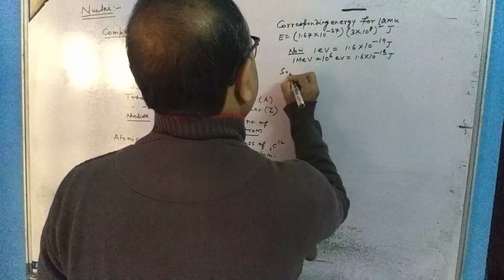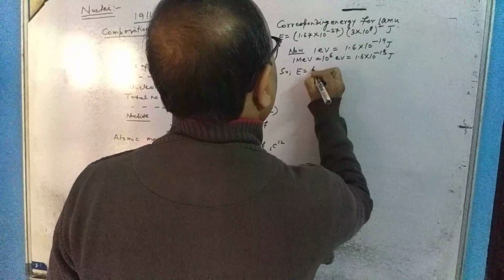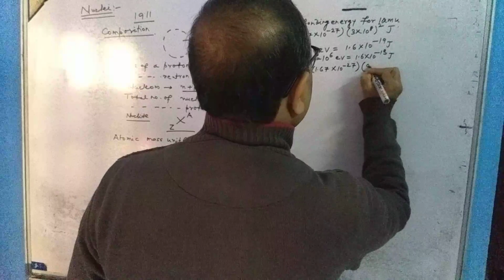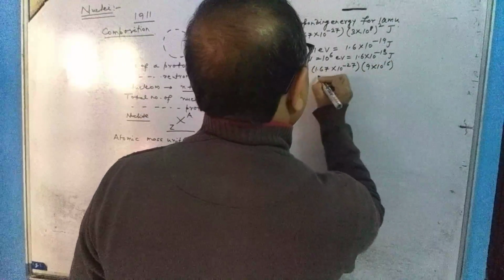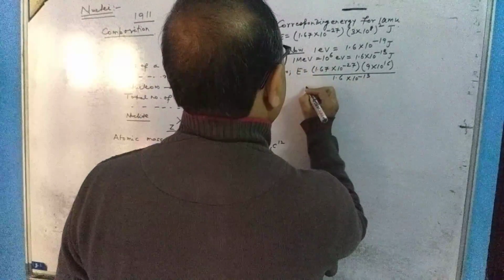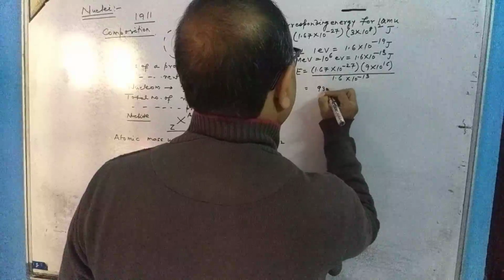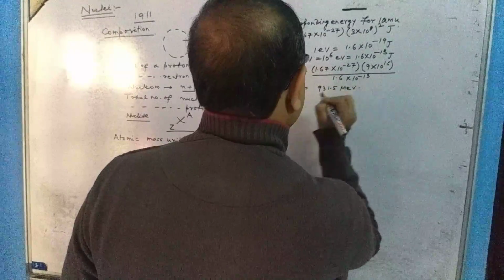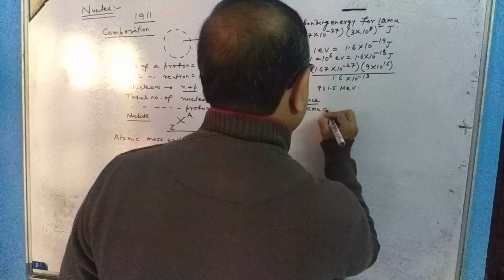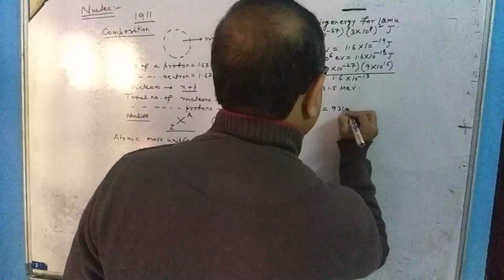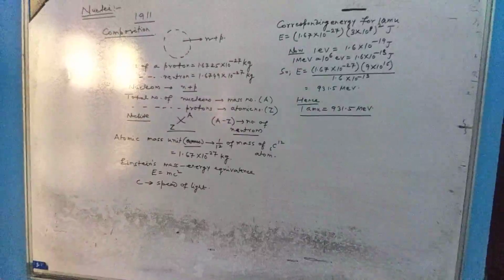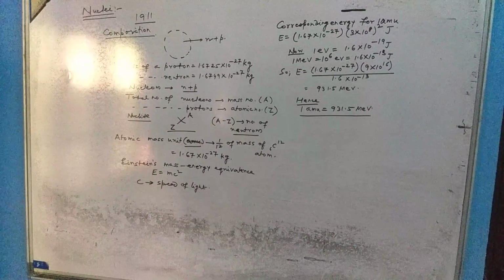So E is equal to 1.67 into 10 to the power minus 27 into 9 into 10 to the power 16 divided by 1.6 into 10 to the power minus 13, and it comes out to be nearly 931.5 MeV. Hence 1 atomic mass unit is equal to 931.5 MeV. Look, this we are getting.